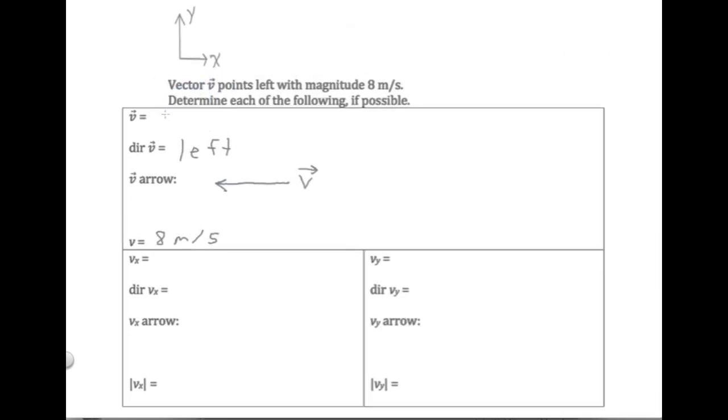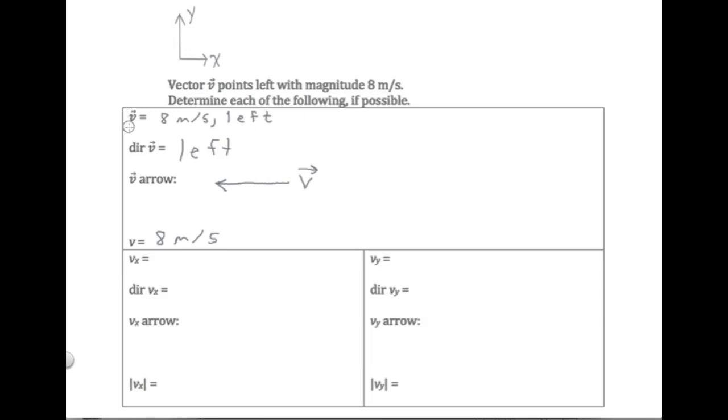Please pause the video and try this problem. I think first here I'll actually draw the V arrow. So they told us that this was pointing left. So I want to draw a straight horizontal line to the left. That's the overall vector. And the direction is as they told us, left. And the magnitude is 8 meters per second. So then the overall vector would be 8 meters per second left.